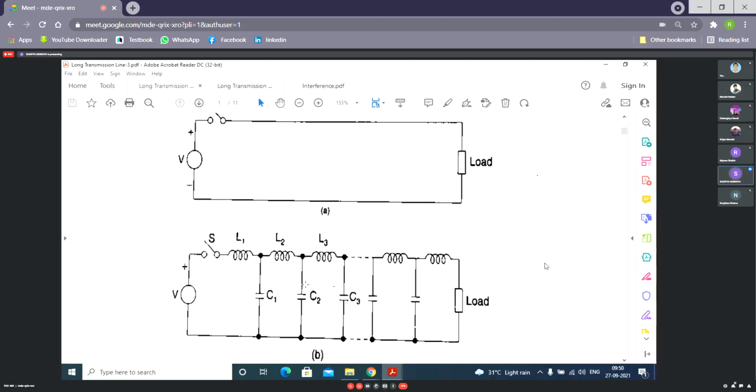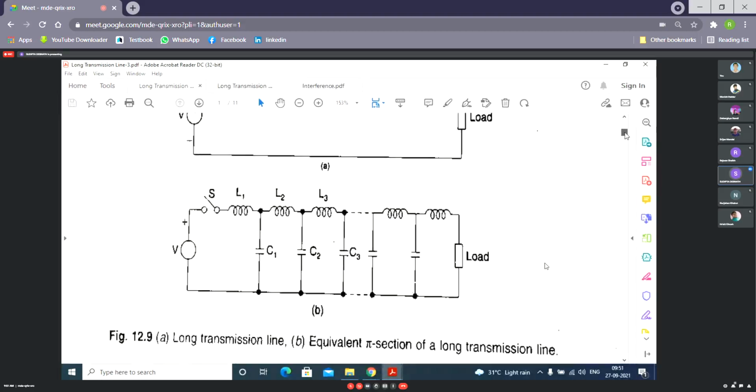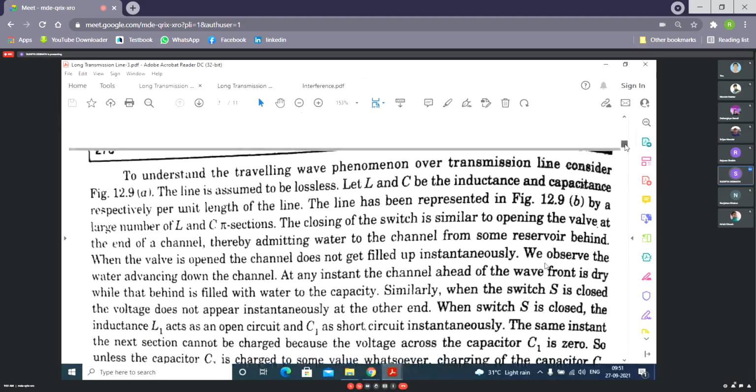It is just like when you open the valve on a water pipe. The water instantaneously will not reach the end. It will take some time to travel from the sending end to the receiving end. Maybe the time is very short. It is just like this. The whole thing is very nicely written here, so please go through it.